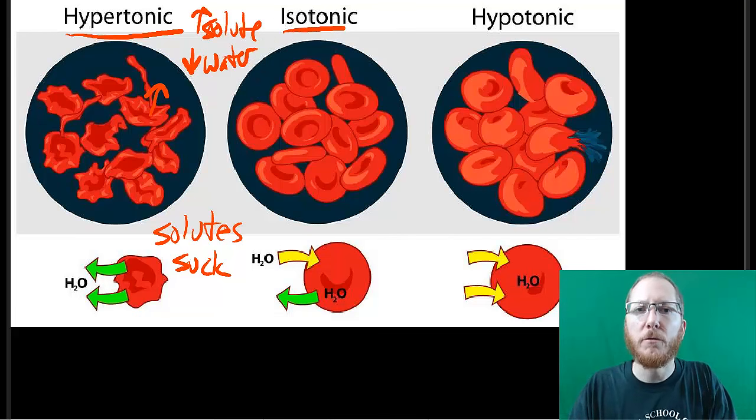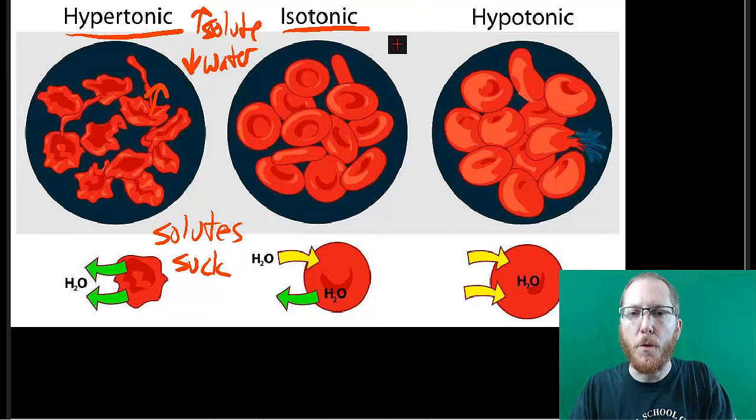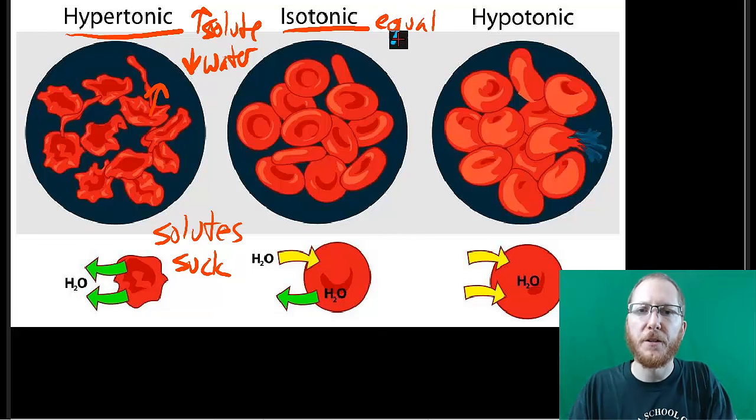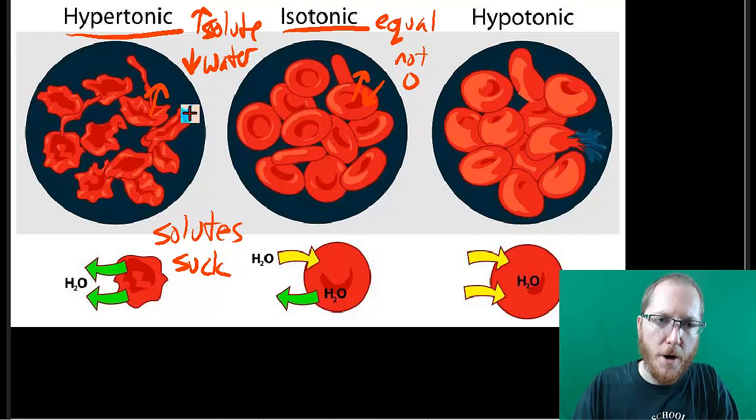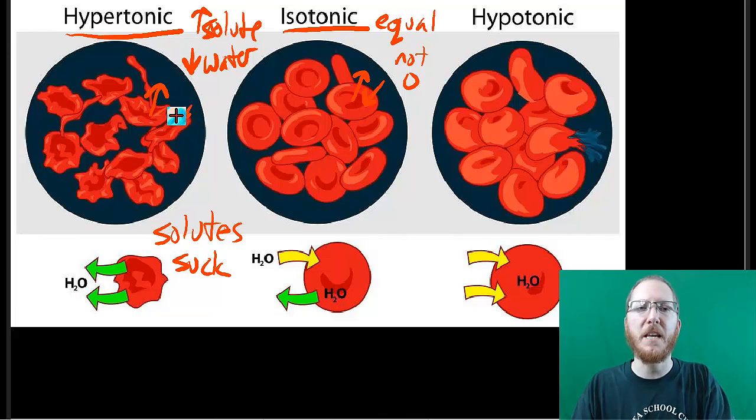Then we've got isotonic, which for animal cells is what we want. This means they have equal concentrations, so there's really no appreciable difference between the amount of water or solutes. You have some water leaving, some water entering, but the net overall shift in water is zero. Versus over here, you have very little water entering and a lot of water leaving if you're in a hypertonic solution. And then lastly, you have hypotonic, which means less.